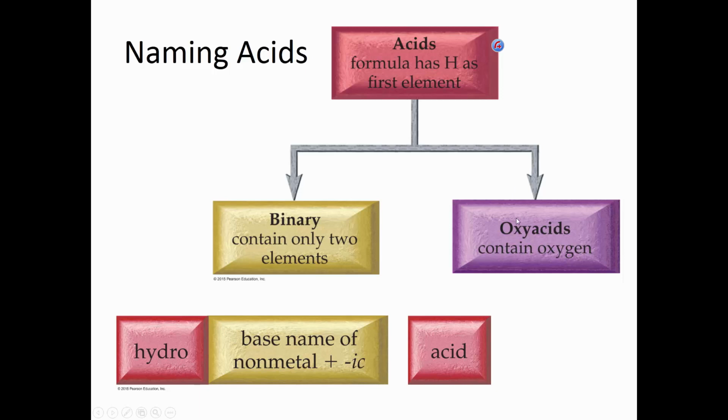And then we have what are called the oxyacids. These will contain oxygen, so we'll have more than two elements present with an oxyacid. So for a binary acid, the naming convention is fairly straightforward. We have the word hydro as a prefix, the name of the nonmetal, and then we have the ic ending, and then the word acid. So an example would be HCl would be hydrochloric acid. Okay, so that is a binary acid.